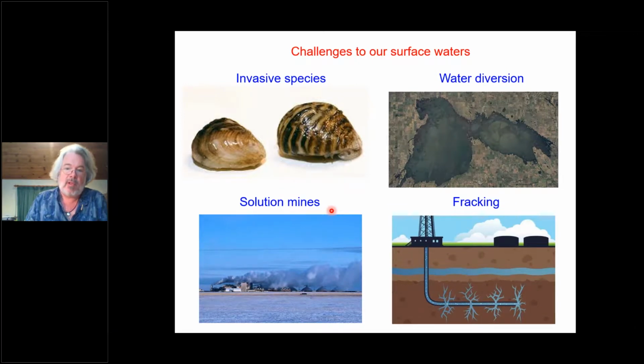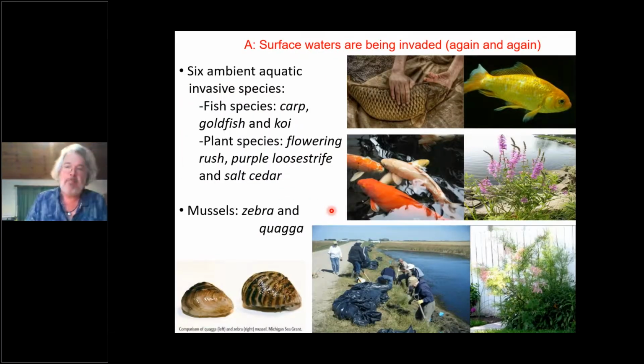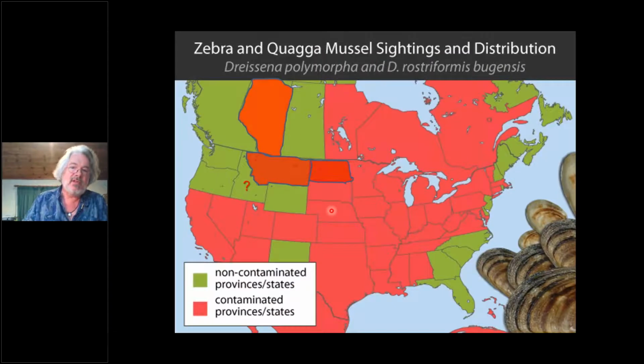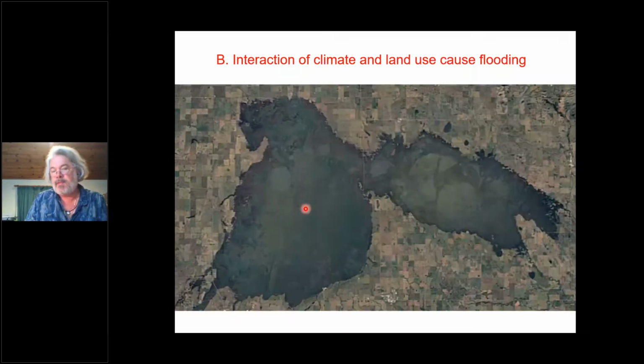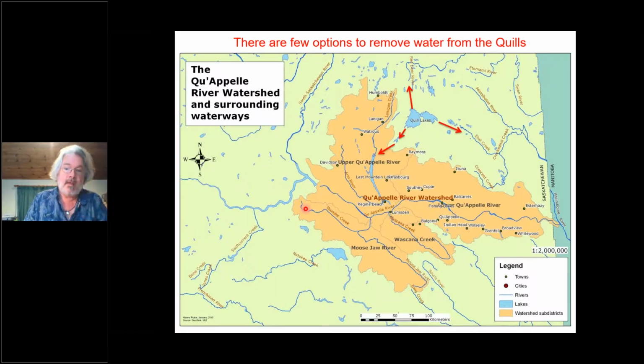So we have lots of invasive species. Many of them are not in the province, but they're surrounding us entirely, here for zebra mussels in red. And so we need to get ahead of that curve. We know that there's problems with water level rises, possibly due to climate change, possibly due to farm drainage. We have very few options to move the water around, and so if we do move the water around, there's consequences.